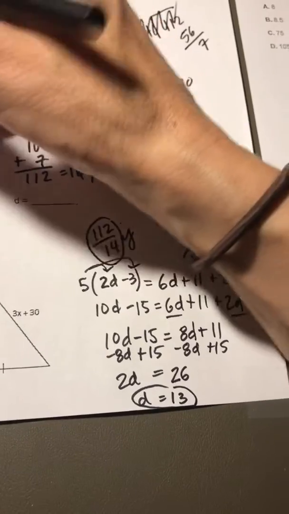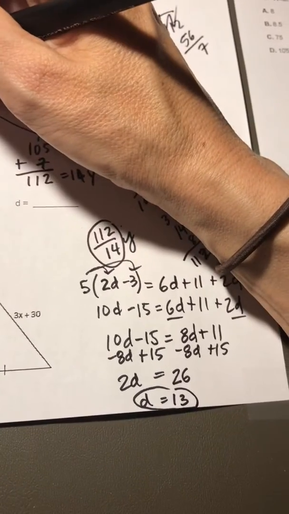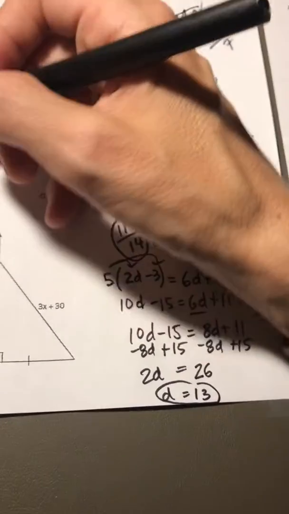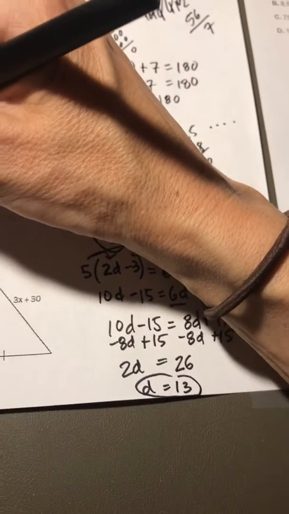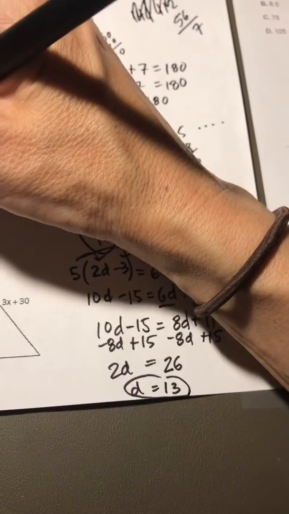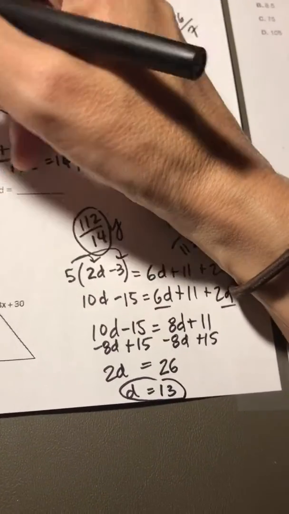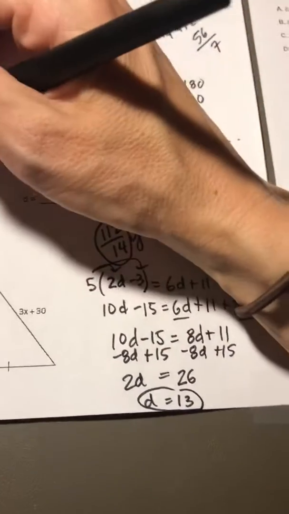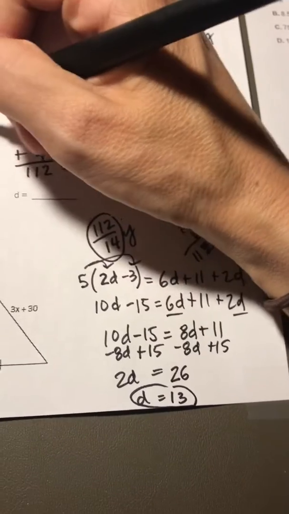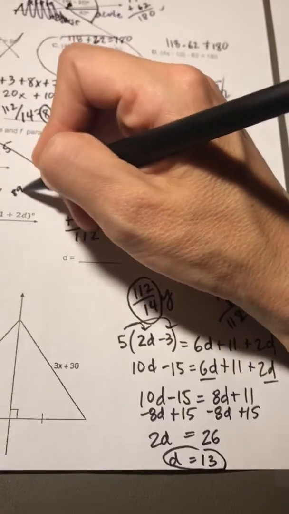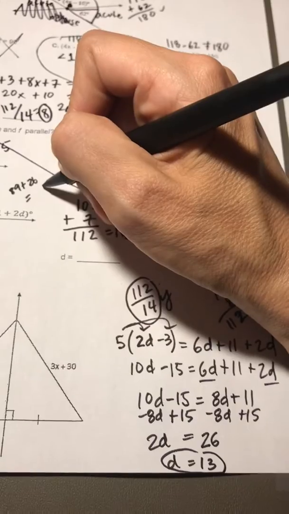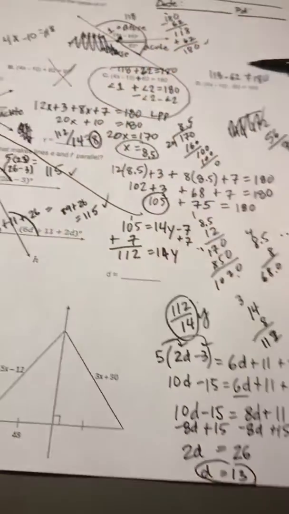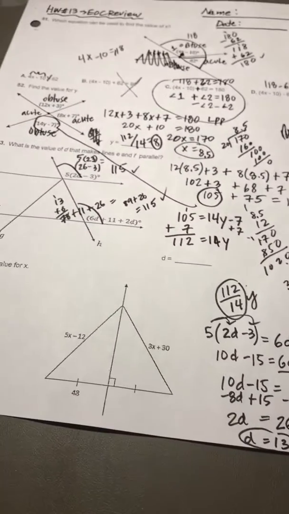And that'd be 115. I got to make sure this is 115. So 6 times 13 plus 11 plus 2 times 13. 115. Perfect. So we definitely got that right. d is 13.